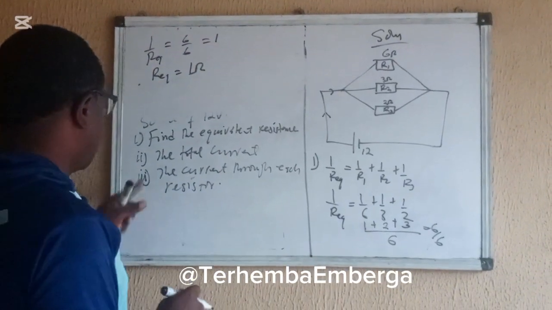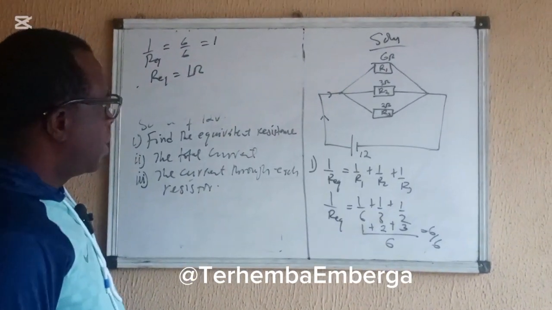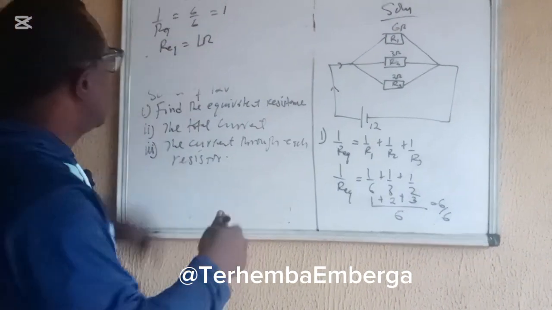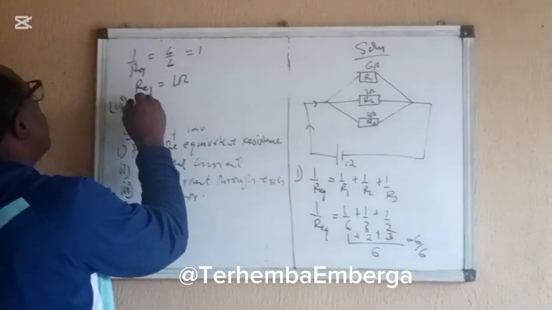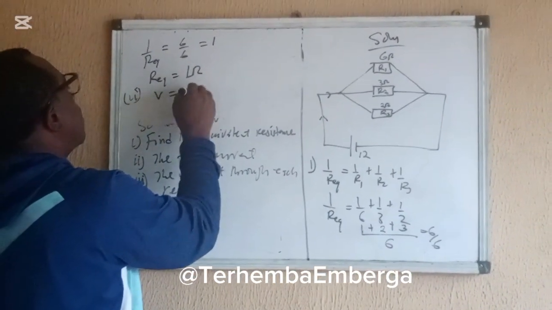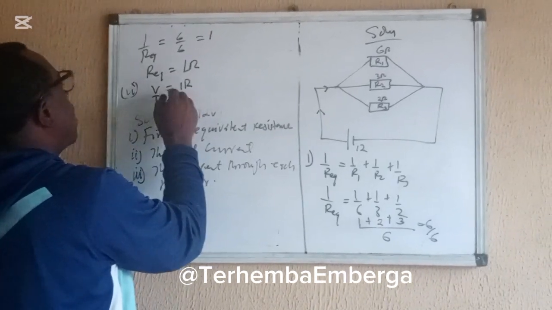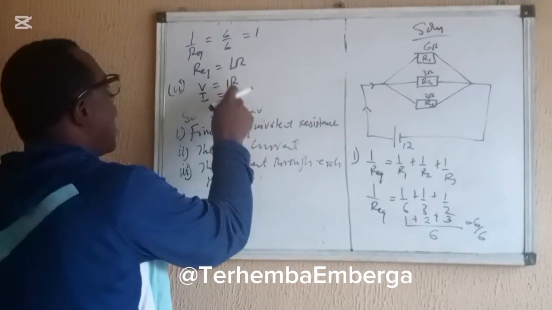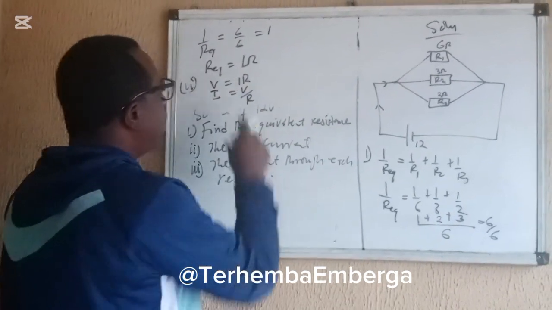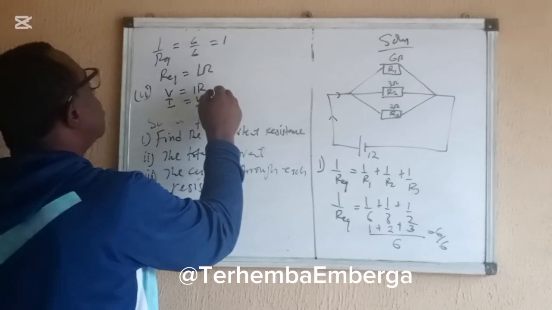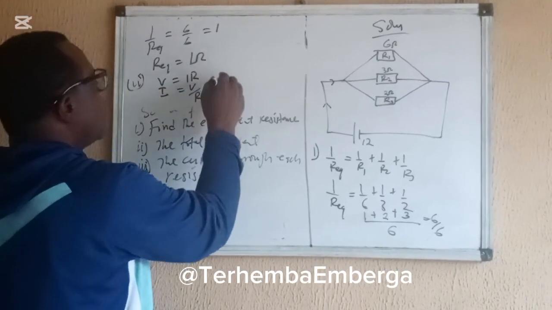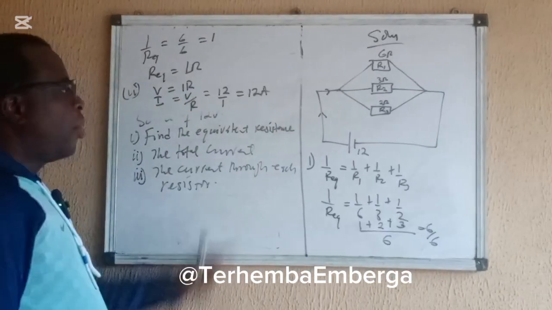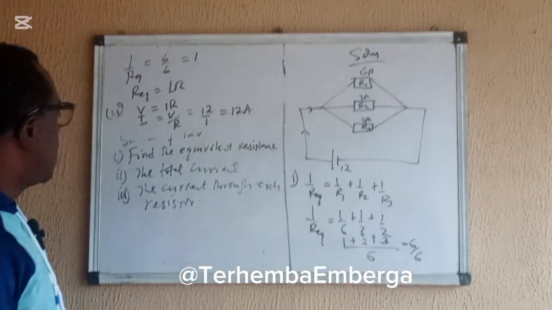Then the second question is the total current. Since we have calculated the equivalent, the total resistance, from Ohm's law we can say that V is equal to IR, and I, that stands for current, will be equal to V all over R. And the voltage source is 12. And the R is what? The R we have calculated is 1, the total resistance. So this will be equal to 12 all over 1, which will be equal to 12 ampere. Don't forget to write down the unit.